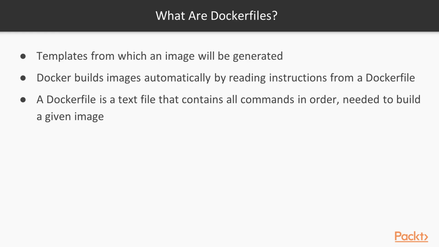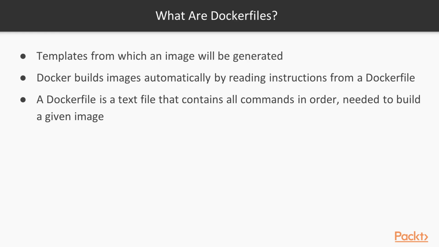So how do we create images? To create images, we use Dockerfiles. And what are Dockerfiles? Dockerfiles are templates from which an image will be generated. Docker builds the image automatically by reading instructions from a Dockerfile. A Dockerfile is a text file that contains some commands, in order, needed to build a given image.